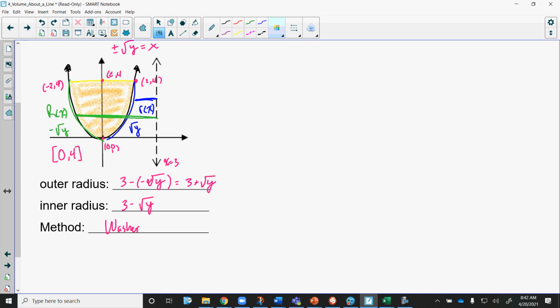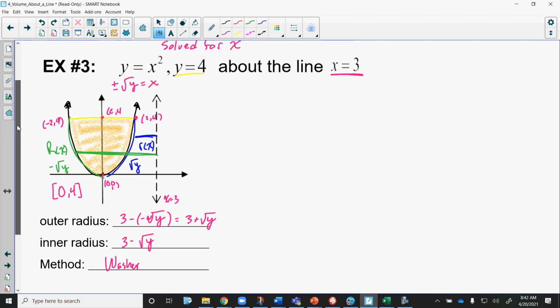So let's see what we get here. Again, we're using the same formula, and in this case, because my interval does have a lower bound of 0, that's going to make me happy. I don't have to worry about trying to do any kind of symmetry or anything. So volume is going to be pi times the definite integral, in this case of 0 to 4.